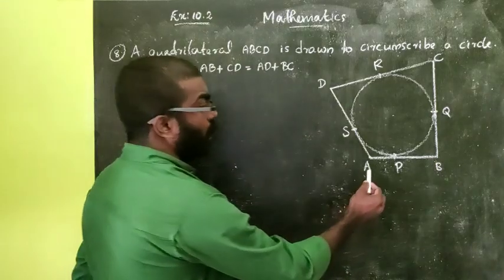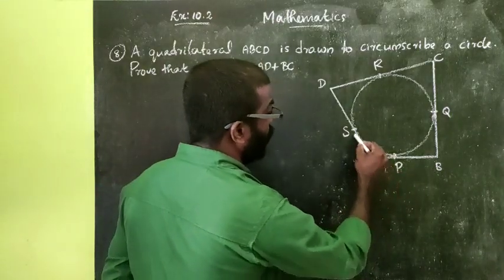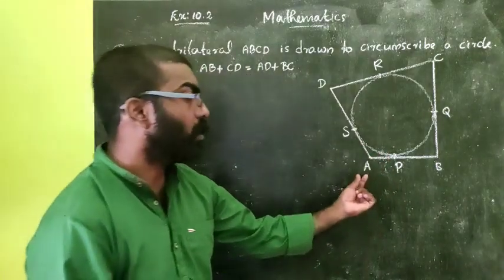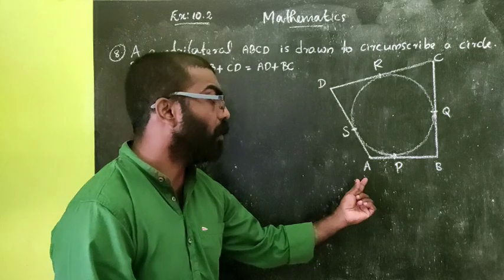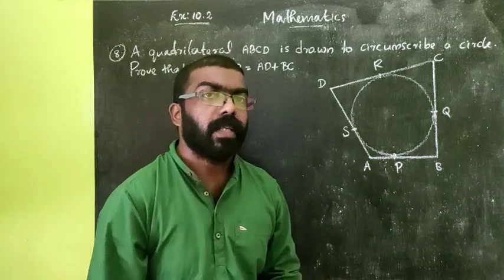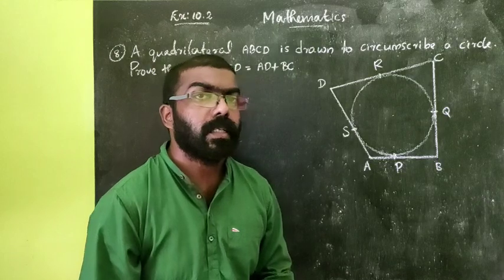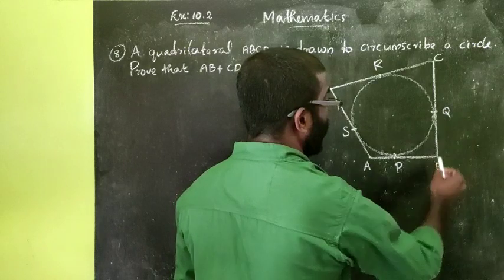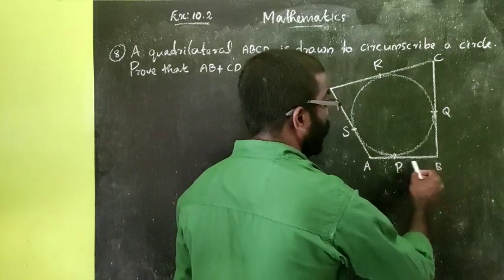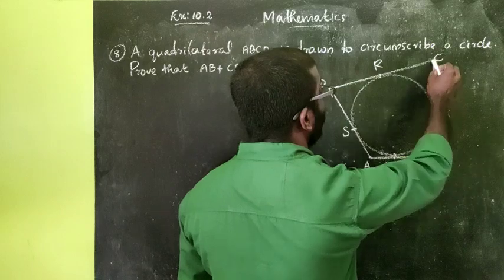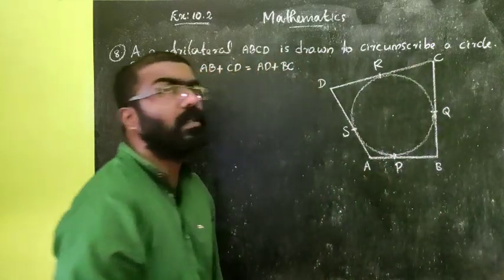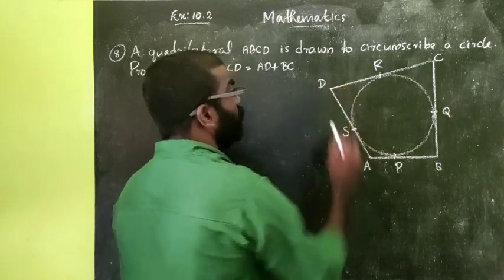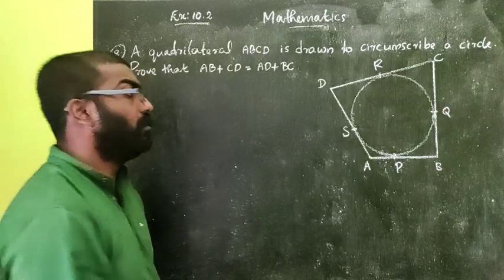From this figure, it is clear that AP and AS are tangents drawn from the external point A, and by theorem 10.2 they are of equal length. The lengths of tangents drawn from an external point to a circle are equal. Similarly, BP and BQ are tangents drawn from the external point B, so they are equal. CQ, CR are tangents from the point C. DR, DS are tangents from the point D. That we can write first.